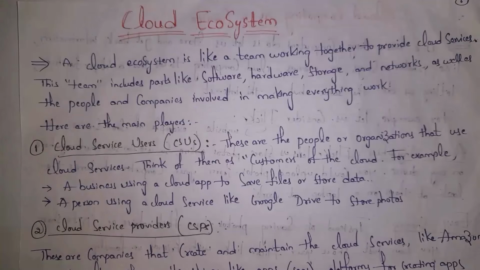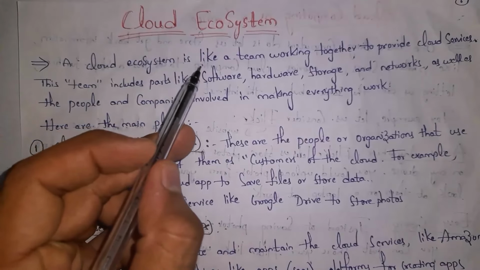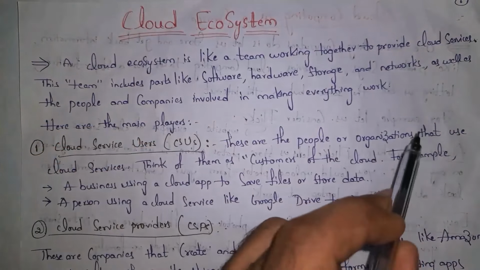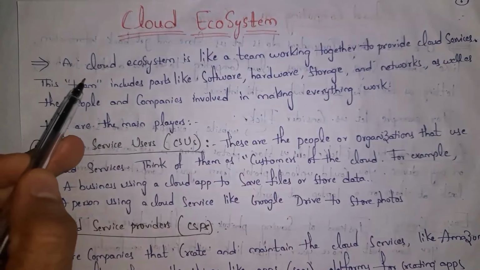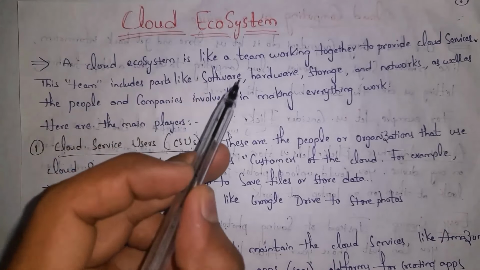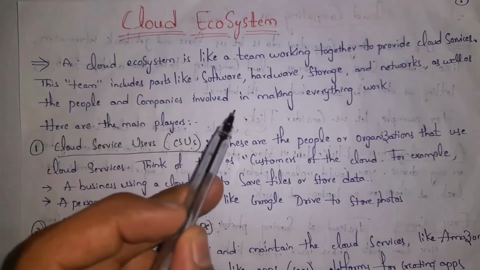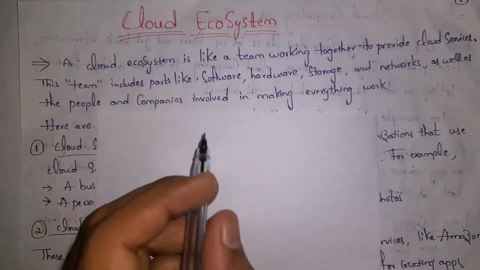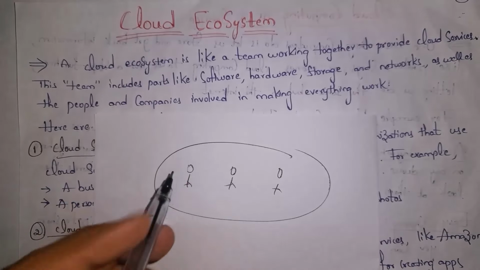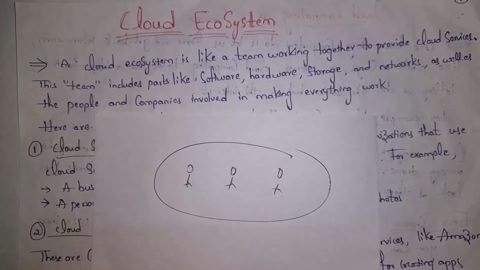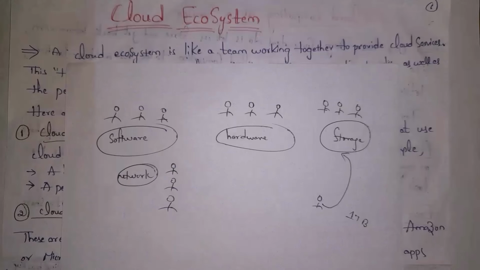Next I will explain what a cloud ecosystem is. A cloud ecosystem is like a team working together to provide cloud services. This team includes parts like software, hardware, storage and networks, as well as people and companies involved in making everything work. Guys, a cloud ecosystem is nothing but a team working together in order to provide cloud services. In the cloud, there are various kinds of employees available.